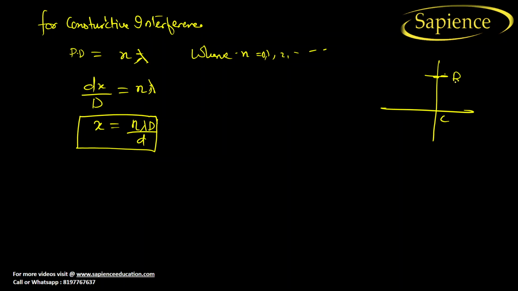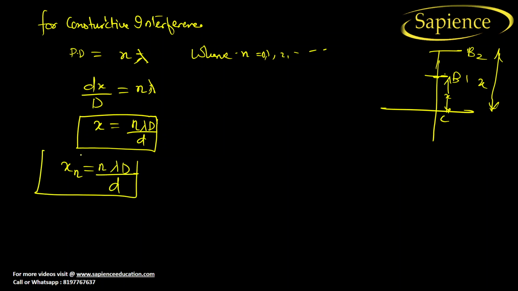So this is the central fringe, this is your bright fringe. This distance may be x. Let us consider this is the next bright fringe. So this is your first bright fringe, and this is the second bright fringe, which will be this distance. So the distance for the nth bright fringe is equal to n lambda capital D by small d.